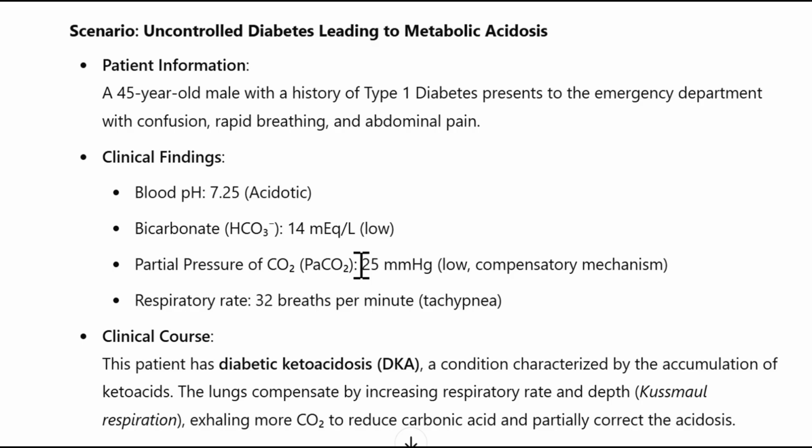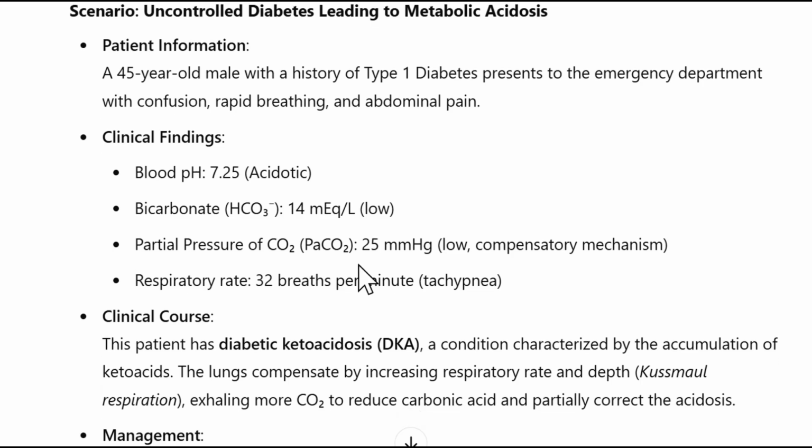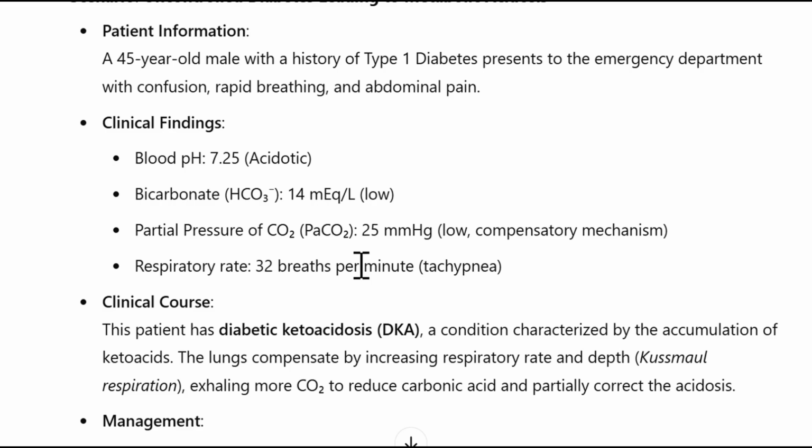Patient information. A 45-year-old male with a history of type 1 diabetes presents to the emergency department with confusion, rapid breathing, and abdominal pain. Clinical findings: blood pH 7.25, acidotic; bicarbonate HCO3 14 mEq/L, low; partial pressure of CO2 PaCO2 25 mmHg, low. Compensatory mechanism: respiratory rate 32 breaths per minute, tachypnea.